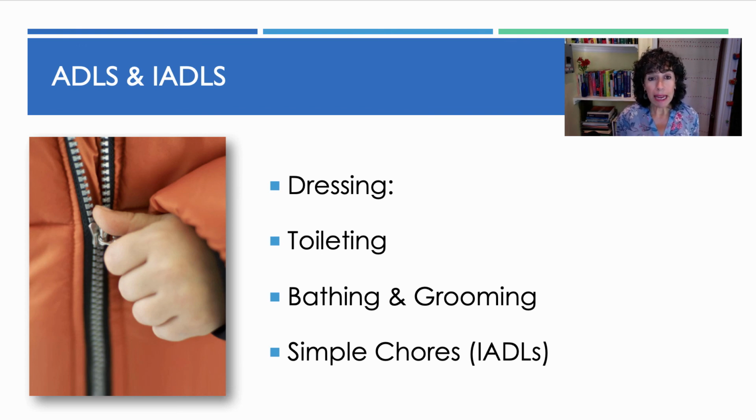In terms of IADLs, preschoolers are continuing to participate in home chores. They may help take care of a pet. They may run errands with a parent, be responsible for yard care, and all of this is with adult assist. So they're not independent yet, but they're starting to take an interest and also take responsibility for family type activities.